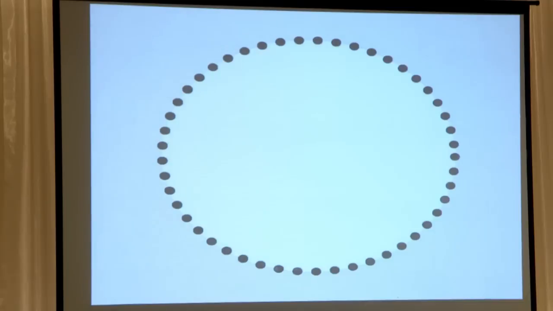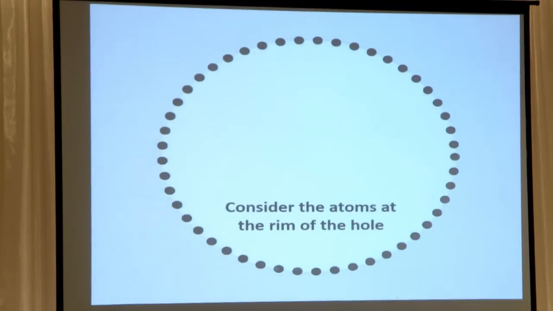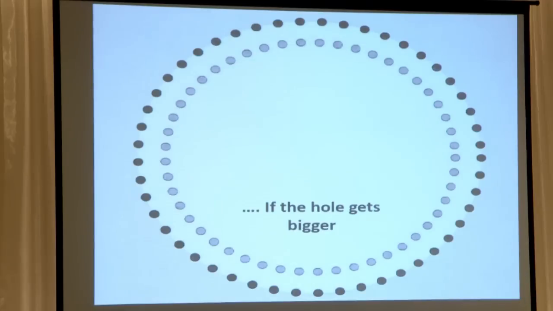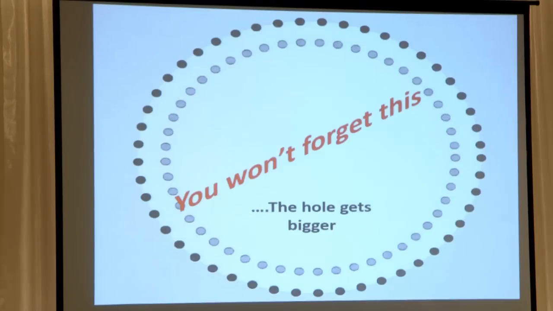That's what really happens. But think about the atoms on the outside, on the rim of the hole, okay? If that got smaller, then the atoms would be closer together. And that can't happen, right? We just learned about thermal expansion. The hole has to get bigger in order for the atoms to follow our rule of things get further apart when you heat them, okay? So you won't forget this now, right?